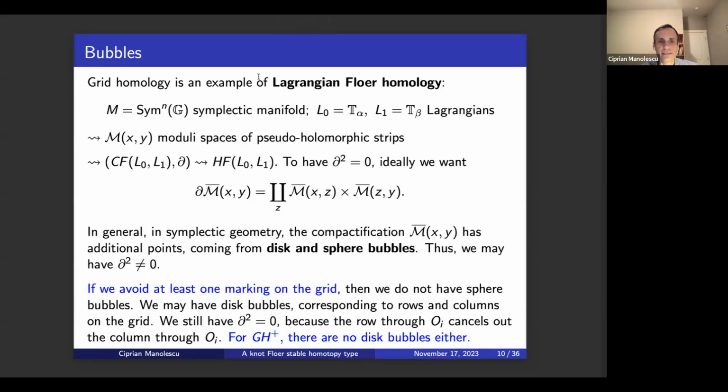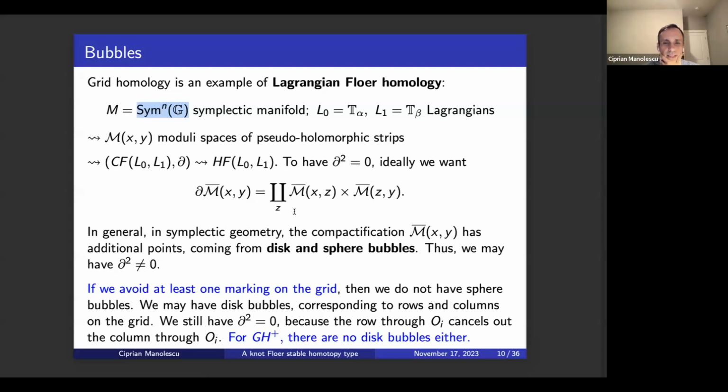Of course, as I said, this is an example of Lagrangian Floer homology. So what I was doing is working in this symplectic manifold, the symmetric product. You have these Lagrangians. The Lagrangians are two tori. They're the product of the horizontal lines and the product of the vertical lines. I mean, of course, I'm on a torus, so these are circles. So you take the product of n circles and the product of other n circles. And those rectangles were just pseudo-holomorphic strips of index 1. And I was taking Lagrangian Floer homology.